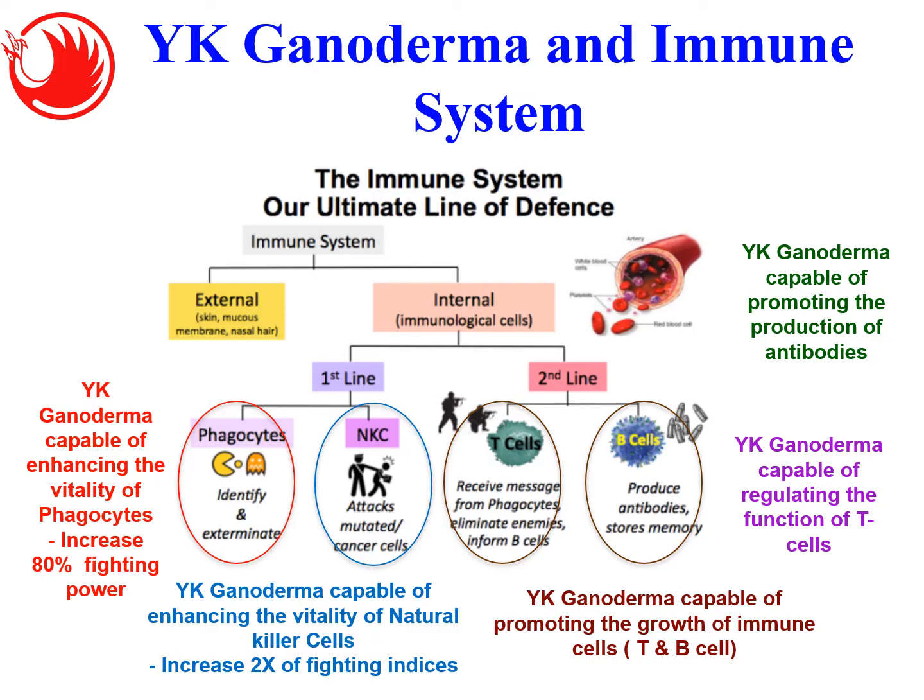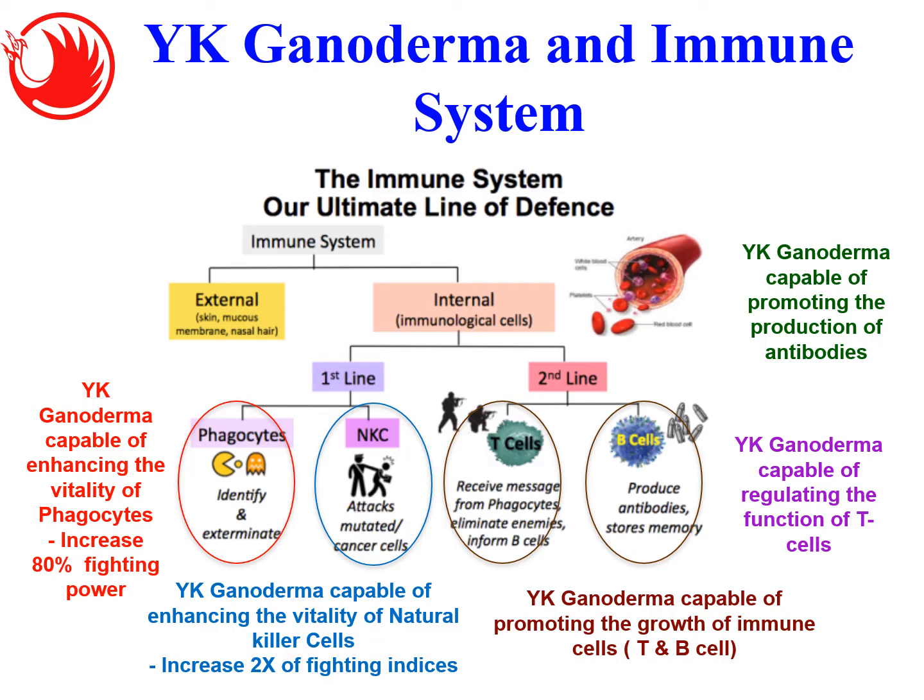If you want to know the meaning of 80%, you can go into the website and see the proven how it works. Okay, that is actually enhancing the vitality of phagocyte, and you are also enhancing the vitality of natural killer cell. Remember, the two first line, actually it can increase the indices by 2 times. Okay, first line. Second line is capable of promoting the growth of immune cell, which is T and B cell. For these two, you can have more army in this case. Okay, here is all the patrol sergeant.